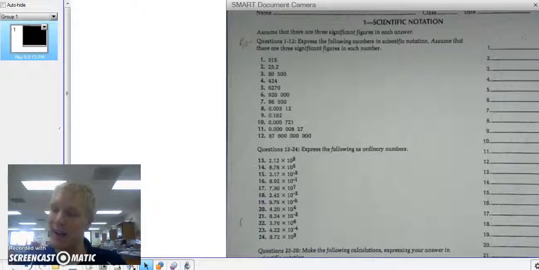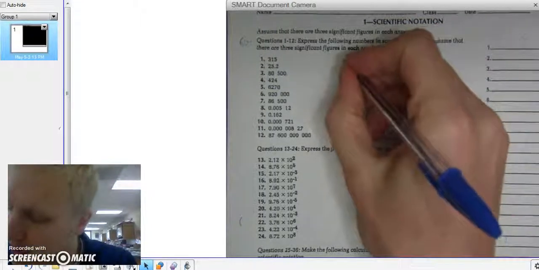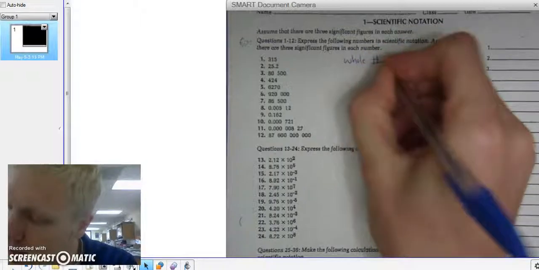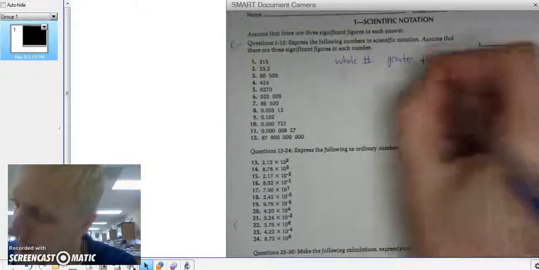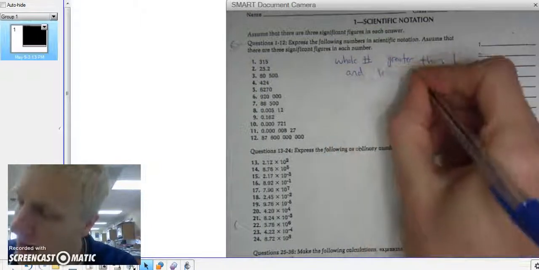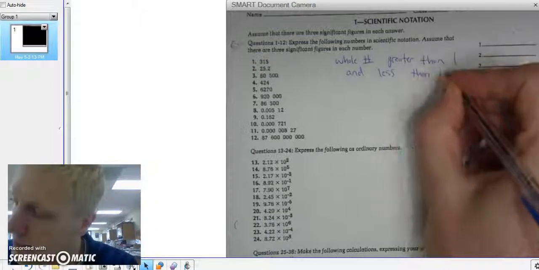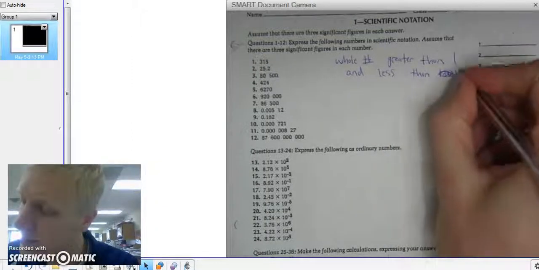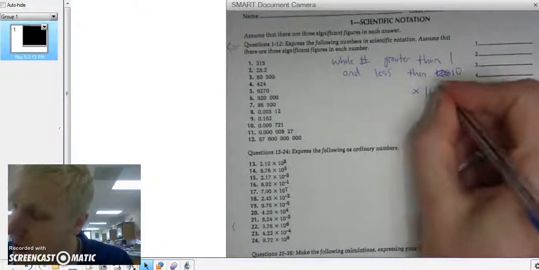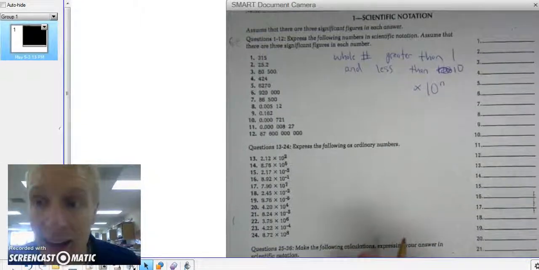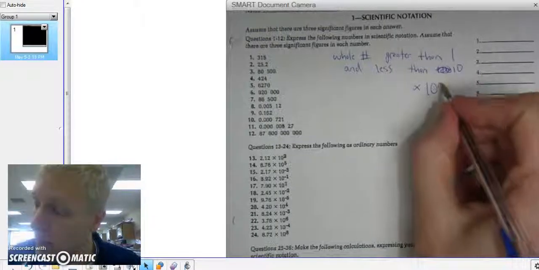In order to do that, I need to have a whole number that's greater than 1 and less than 10. And then I multiply it by 10 a certain number of times. So I'm going to multiply it by 10 to a certain exponent. I'm just going to call it n. It could be a negative number. It could be a positive number.